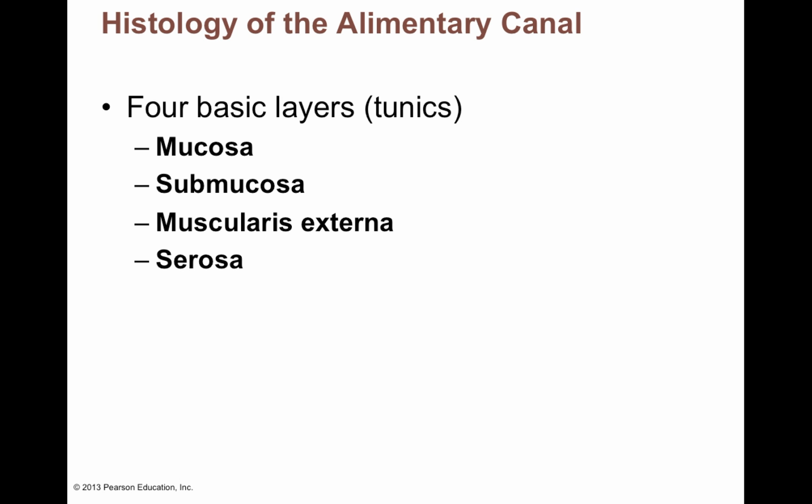Then deep to that, you'd find what's called the submucosa, and that's going to be a connective tissue layer with blood vessels and nerves, and it supports that mucosa. Then you have another layer called the muscularis externa that has smooth muscle, usually two layers of smooth muscle. Usually a circular and a longitudinal layer. And then we have a serosa, right? The serosa is the serous membrane that surrounds the outside of that digestive organ.